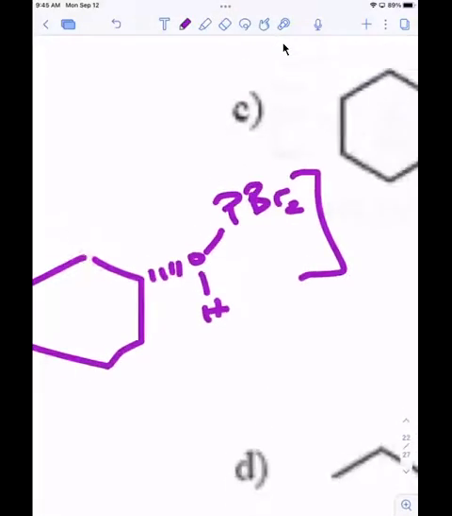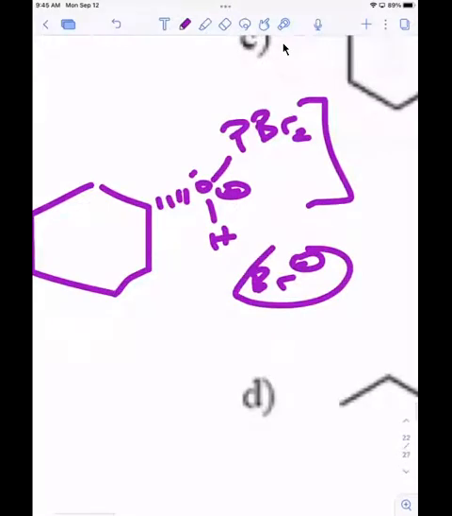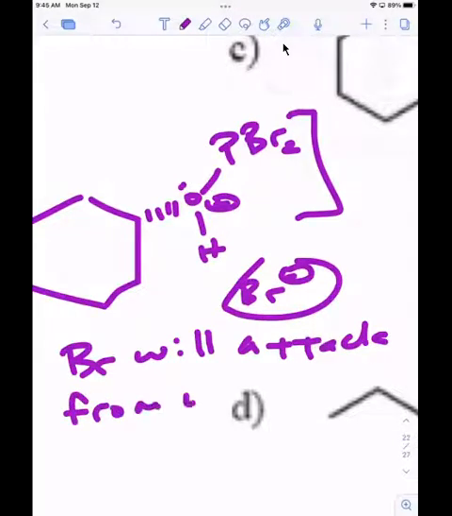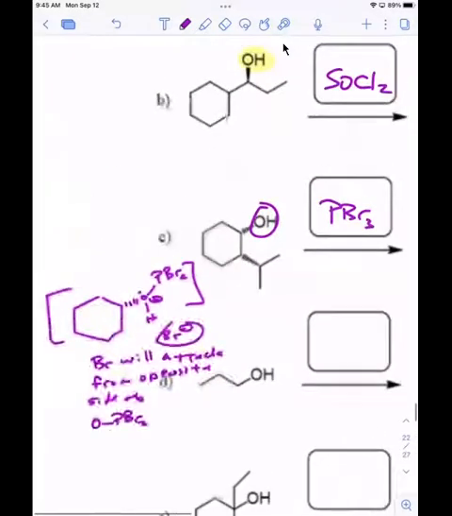Right, and this is what bromine is going to attack. But bromine is going to attack it from the front side, not the back side, because the oxygen is already facing back. So it'll attack from the opposite side.